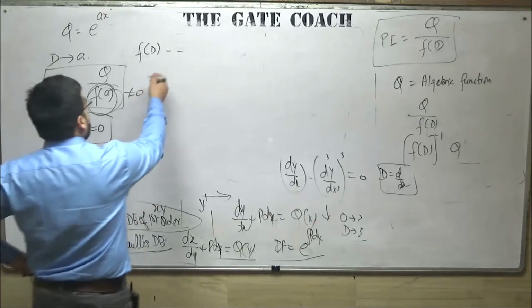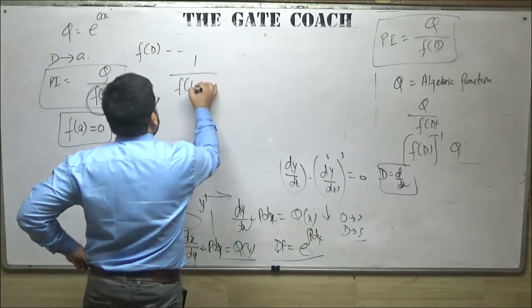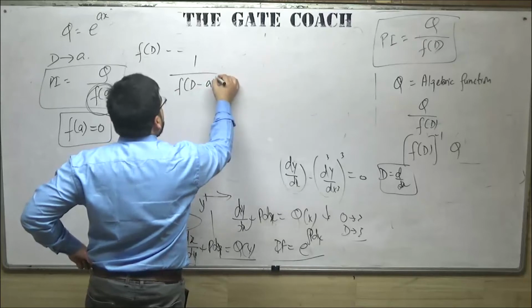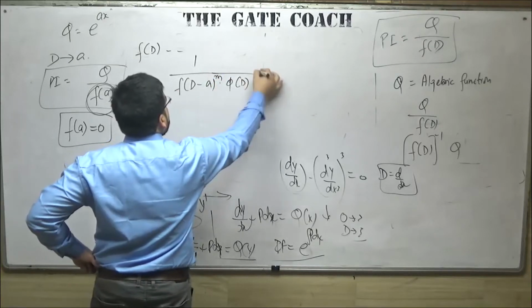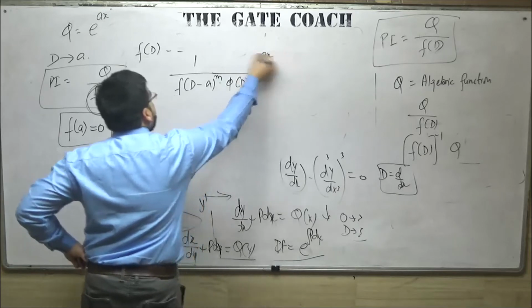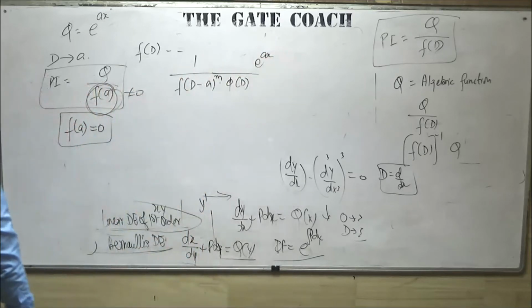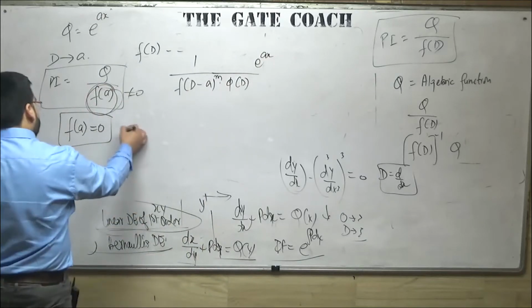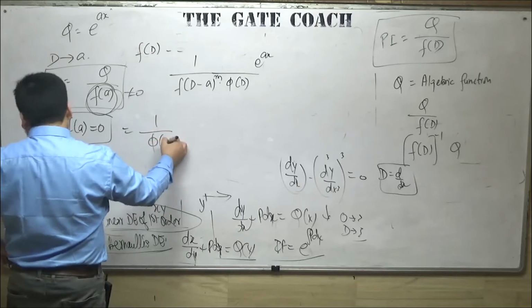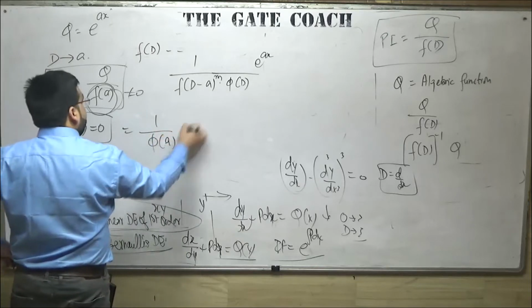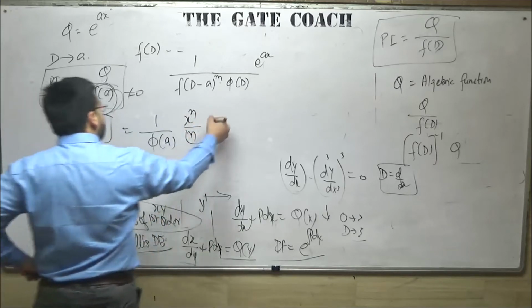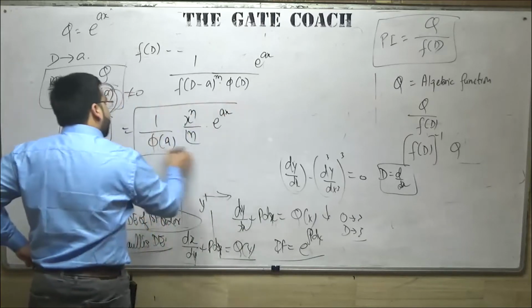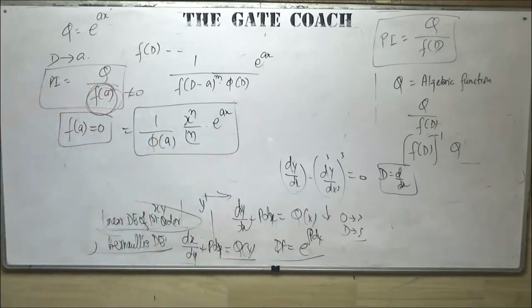So this thing can also be broken as 1 upon f of D minus a, raised to the power, let us say m, into some other function phi of D. It can be broken, e raised to the power ax. Then you put the values. Clear? And ultimately you will be getting 1 upon phi of a into x raised to the power n upon n factorial into e raised to the power ax. So we have already done a lot of questions on this topic in the class also.